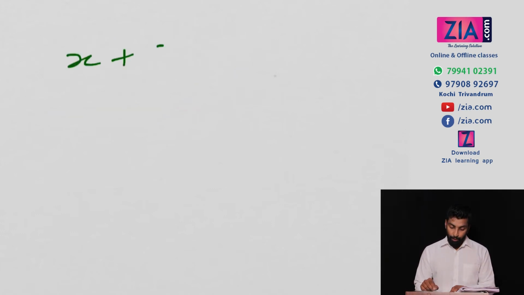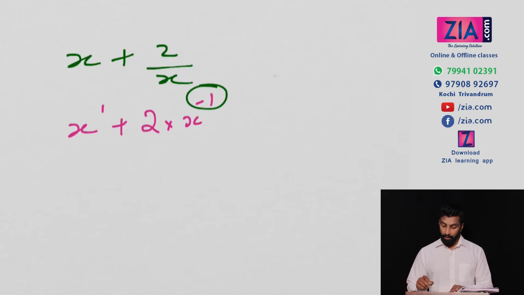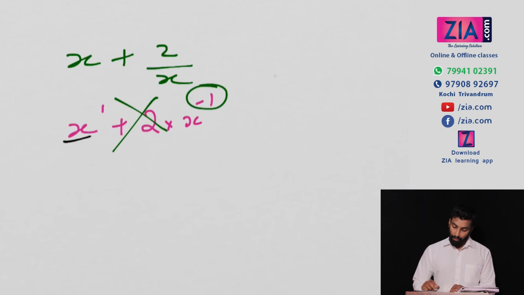What about x plus 2 by x? Now what is the problem here? This is x raised to 1, no problem. But what is this? 2 into x raised to minus 1. Since this is minus 1, it's not a whole number, so you cannot say this is a polynomial. Now one variable, that is true, but the power of the variable is minus 1. That's the problem here.